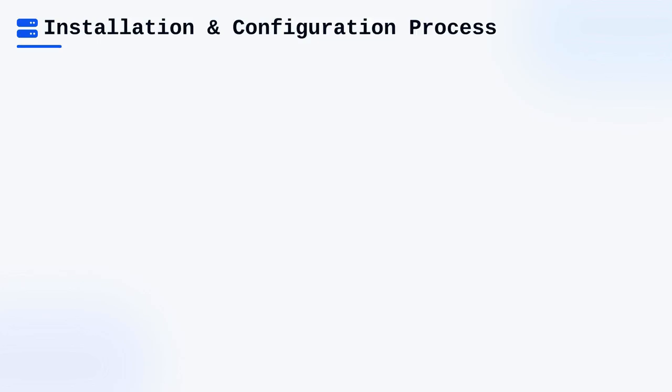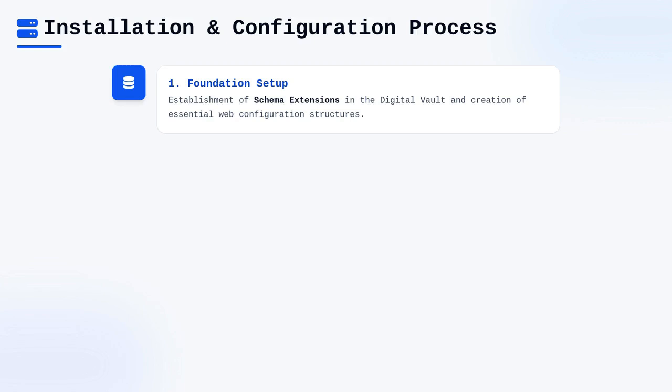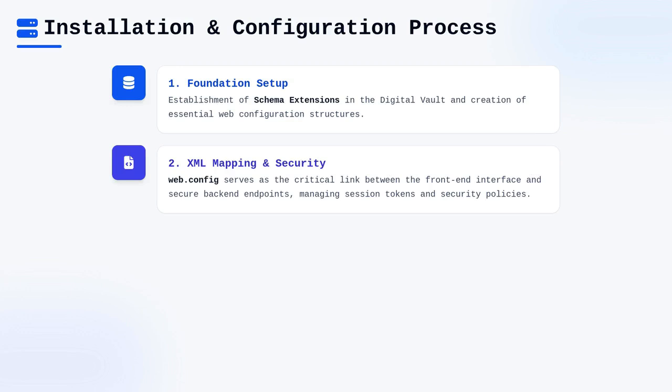Once the prerequisites are in place, the installation process triggers several critical actions, including the establishment of schema extensions within the digital vault and the creation of the necessary web configuration structures. The application relies on a strictly defined set of XML-based configuration files to communicate with the vault, manage session tokens, and enforce security policies. You will find that the web.config file is where the most sensitive mapping occurs, linking the front-end interface to the secure back-end endpoints.